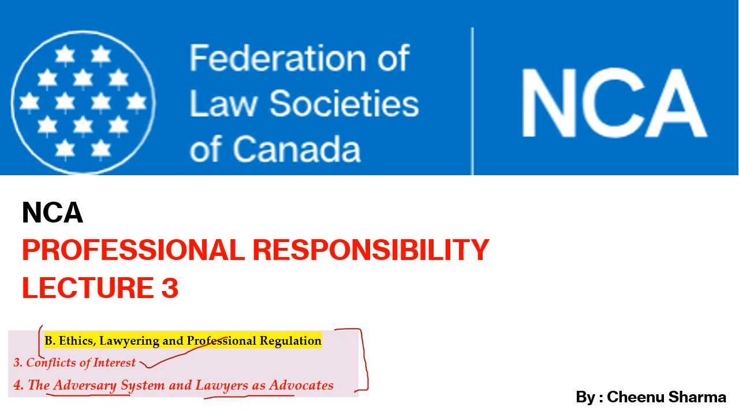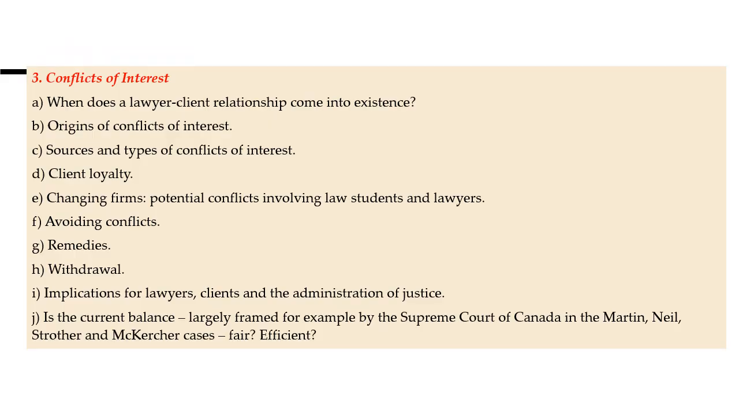Now let's begin. Under the first topic, conflict of interest, we are firstly going to see when the lawyer-client relationship comes into existence. Somewhat we have discussed this in a previous chapter also. You might feel like, okay, things are getting repetitive, but this is how the syllabus has been formulated. So things do overlap, but it does not matter. We have to follow every topic again and again. So, origins of conflict of interest: how the conflict starts out of this relationship. What are the sources? What are the types of conflicts?